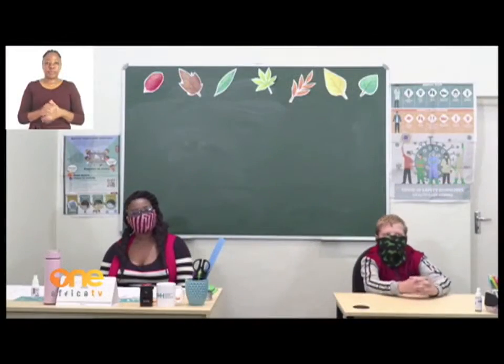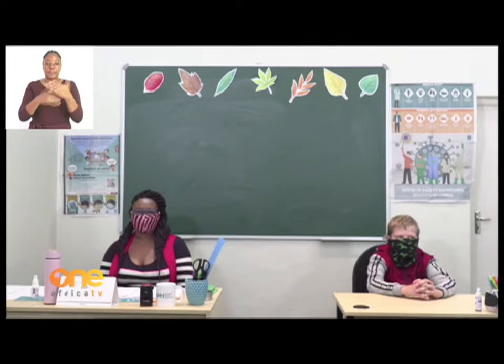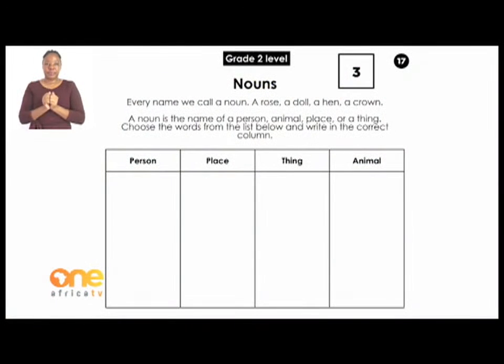Let's start our lesson on page 17. On page 17, we are talking about nouns. Now, we know nouns from grade 1, but let us try and do them again. Every name we call a noun. A rose, a doll, a hen, a crown. A noun is the name of a person, animal, place, or a thing.